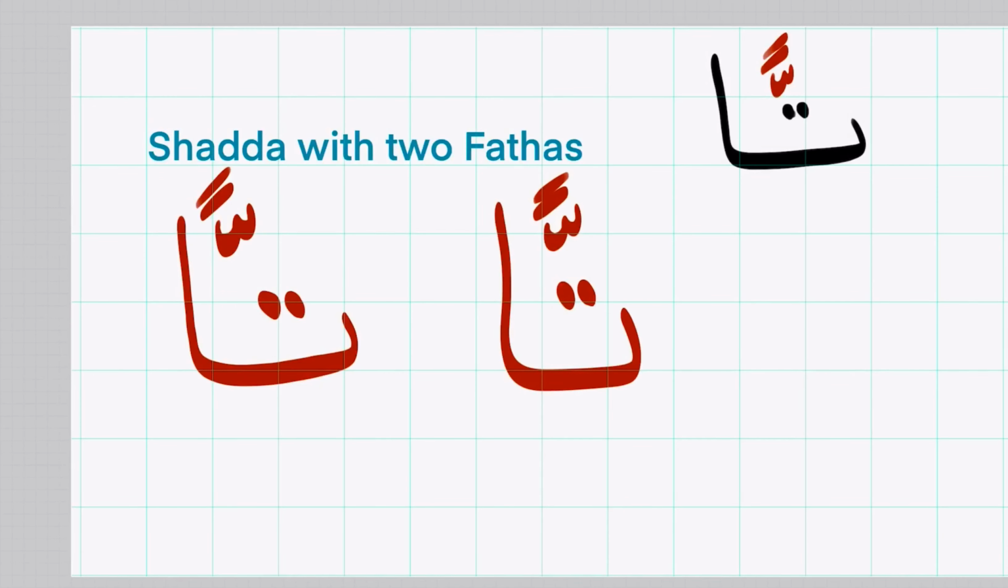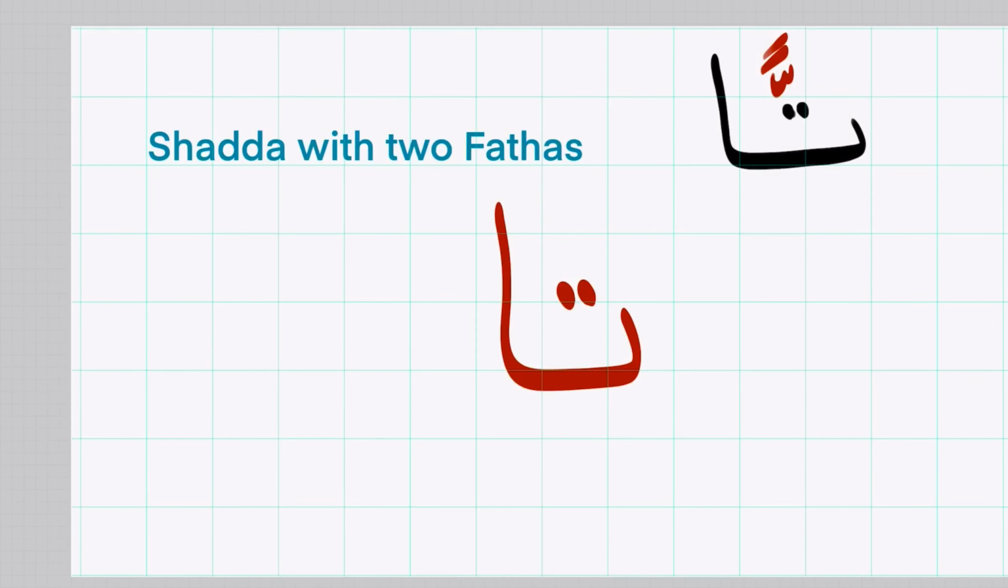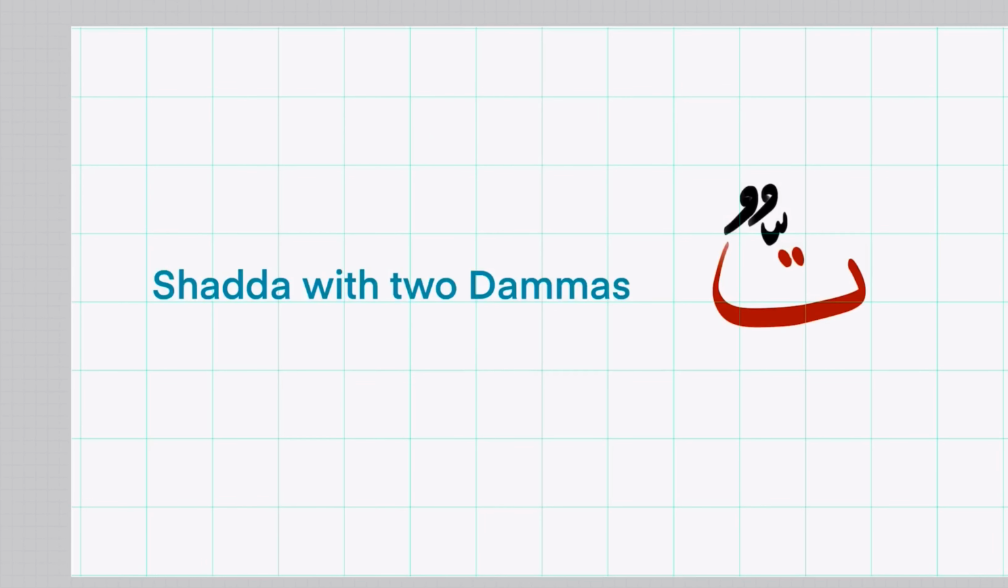The next shadda will be shadda with two dhammas, and try to figure out the way it should be written and the way it should be pronounced. Shadda with two dhammas, tun. The letter is emphasized. The tanween dhamma, the first short vowel dhamma, stays as is. The second is converted to an n, so it becomes tun. Let's practice.